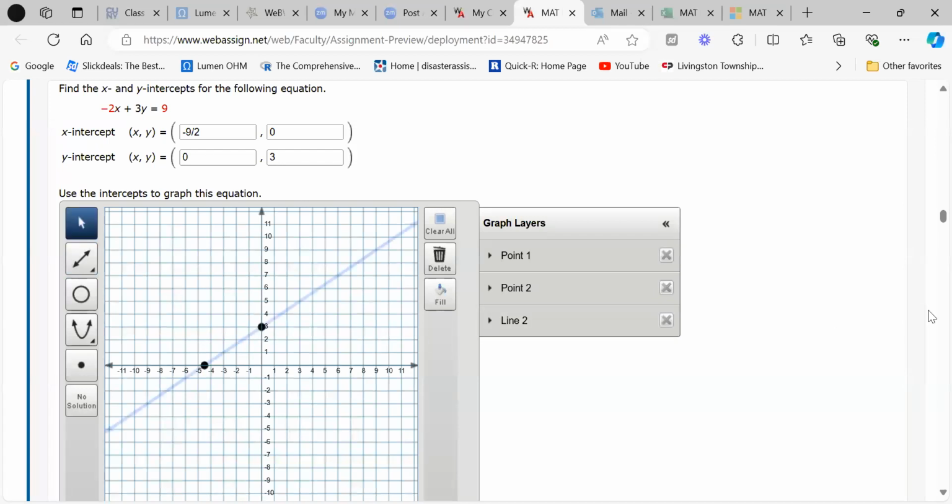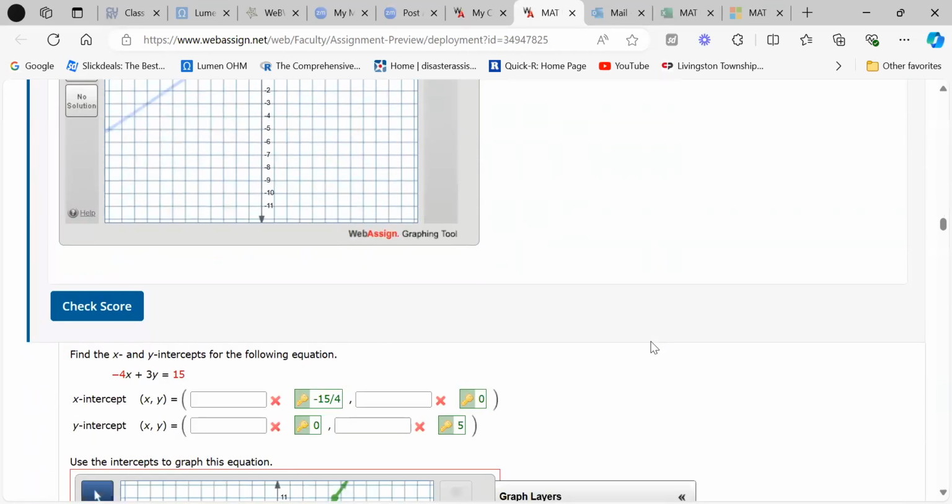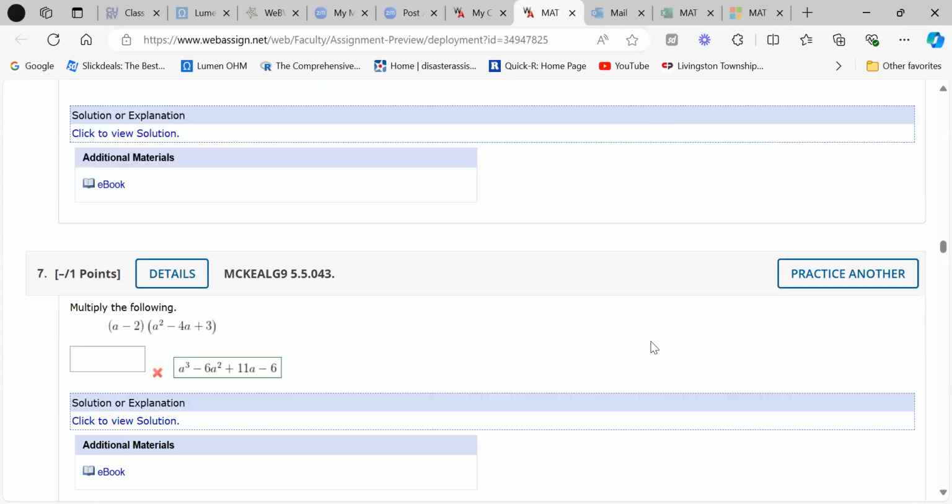Just get those two points and then click on those two points one more time. Click on the line option first, like this line first. And after that, just connect those two points with a line. Okay, so that's question 6.